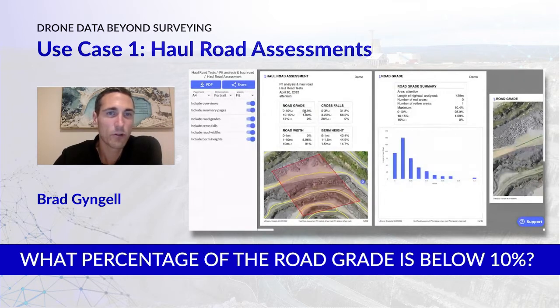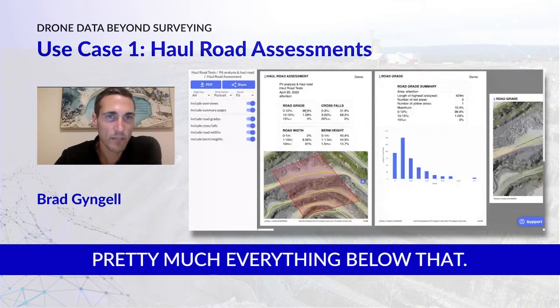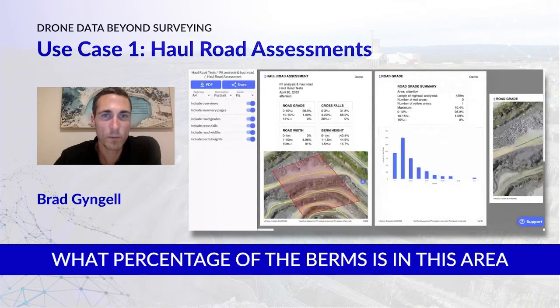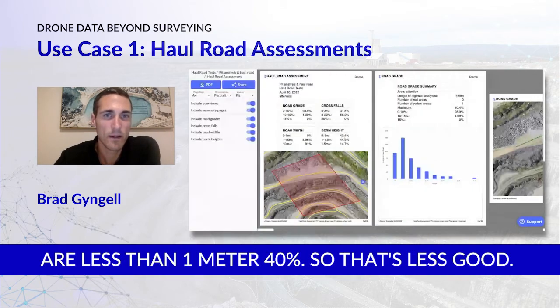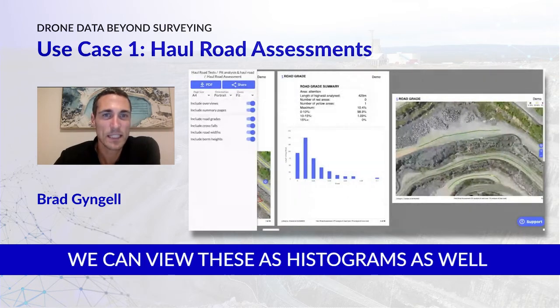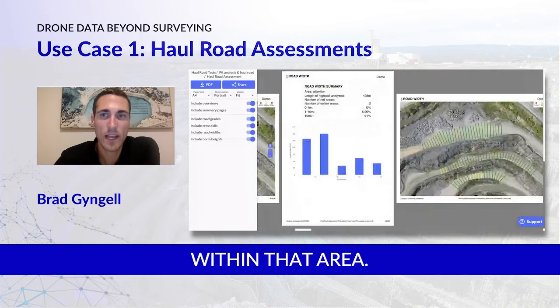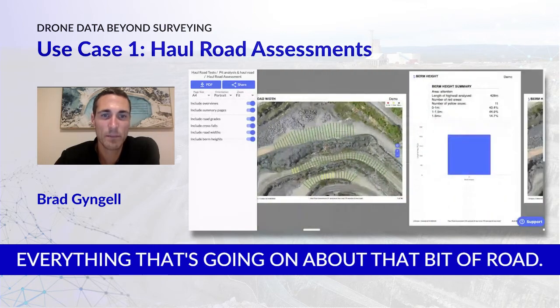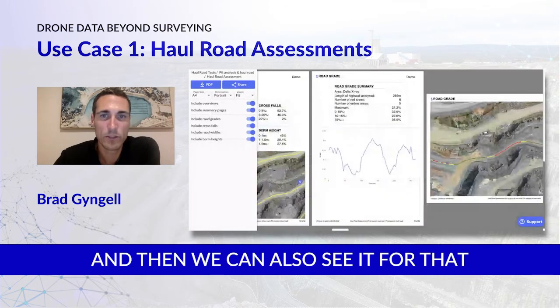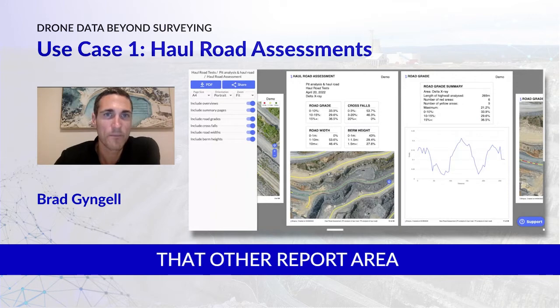What percentage of the road grade is below 10%? This one's pretty good. We got pretty much everything below that. The berm heights, what percentage of the berms in this area are less than 1 meter, 40%. So that's less good. So we've got the ability to do these summary level statistics. We can view these as histograms as well to compare things. We can see within that area everything that's going on about that bit of road. And then we can also see it for that other section that we highlighted, that other report area.